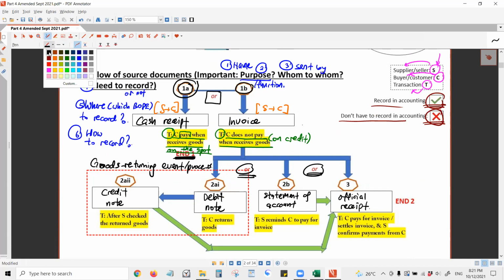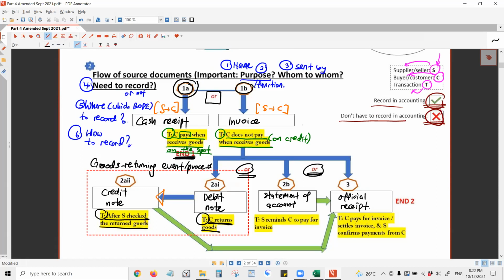In goods returning, there are always two documents: debit note and credit note. Looking at the arrow, you should also know that debit note will appear first, and then followed by credit note. Customer returns goods, and then the transaction under credit note happens after the supplier checks the returned goods.